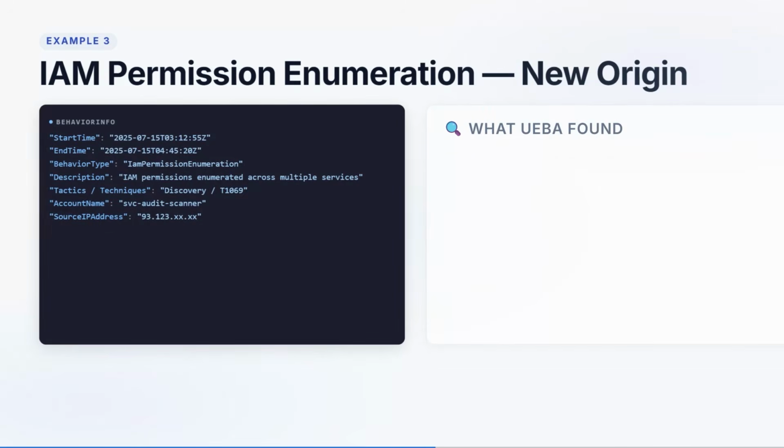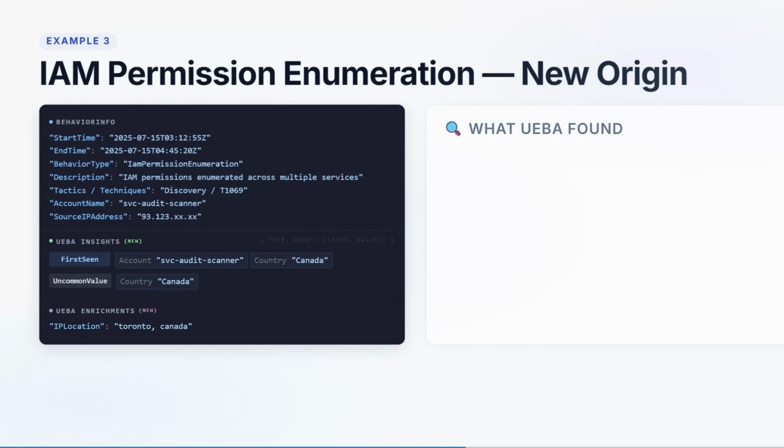So our last example is from the permission enumeration behavior type. This time we had permission enumeration, and the description is permission enumerated across multiple services. We have the account name, we have this IP. Let's see what UEBA adds on top of that one.